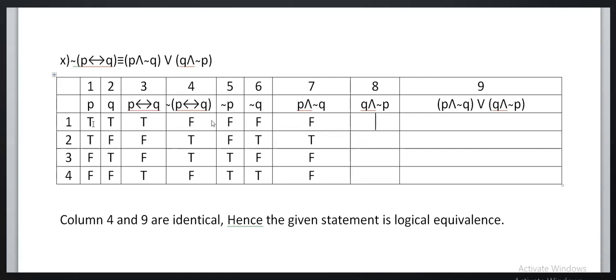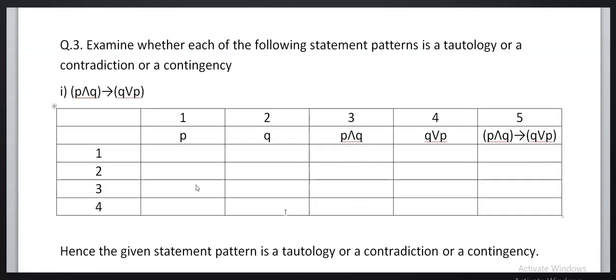And last is Q and negation P. TF is F, T, F. T, F is F, then FF is F, TT is T, and last is F. Now the OR between them: F, T, T, and again F. Now see this, column number 4: F, T, T, and last is also F. They are the same, identical, and hence columns 4 and 9 are identical, therefore this is a logical equivalence.